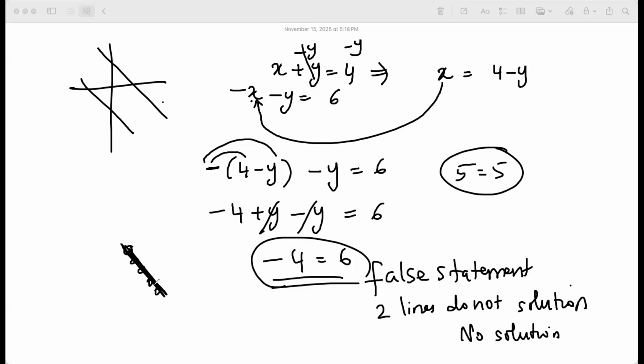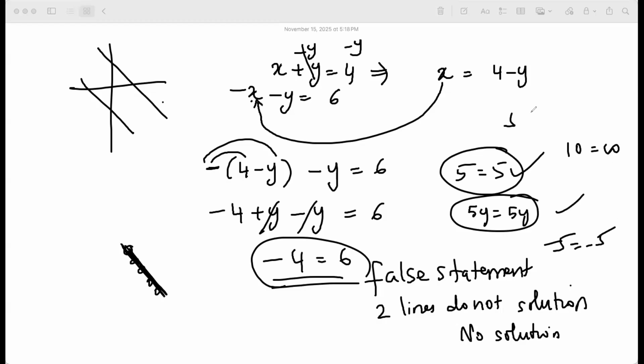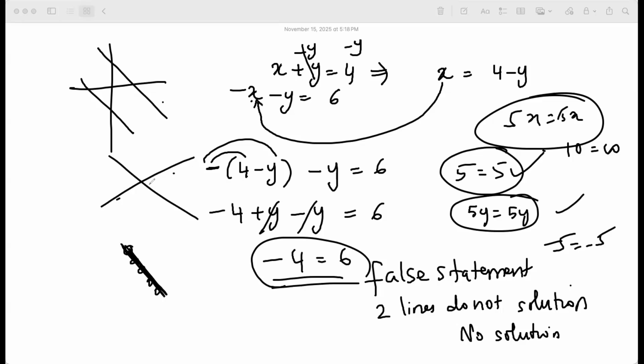Shouldn't there be like 5y equals 5? Yeah, it's the 5y equal to 5y that you accept, right? So this is a true statement. You can arrive at this or 10 equal to 10 or minus 5 equal to minus 5 or 5x equal to 5. You can arrive at anything which is true. Then in that case, it has infinitely many solutions. That means both the lines are one and the same. Usually when there are two lines, for the two lines to have one solution, they intersect at one point.